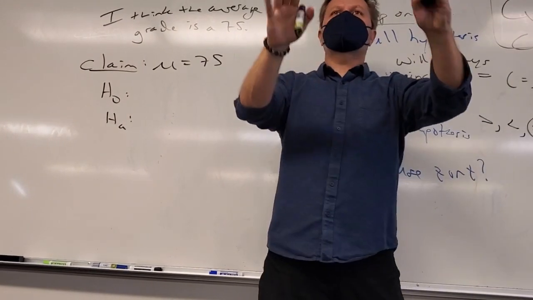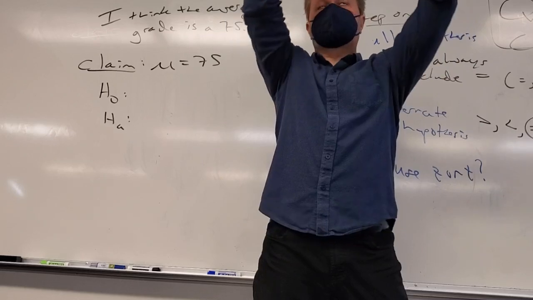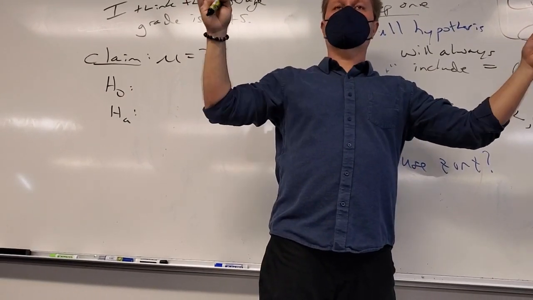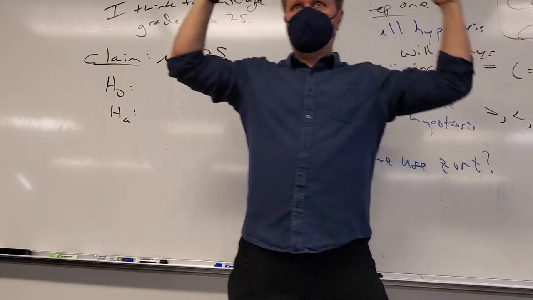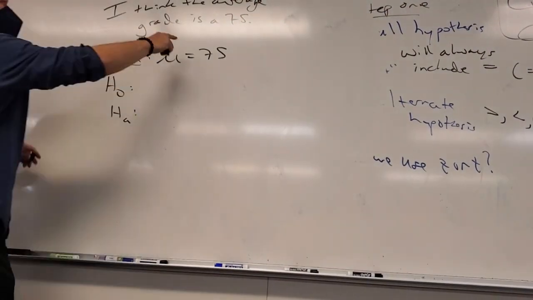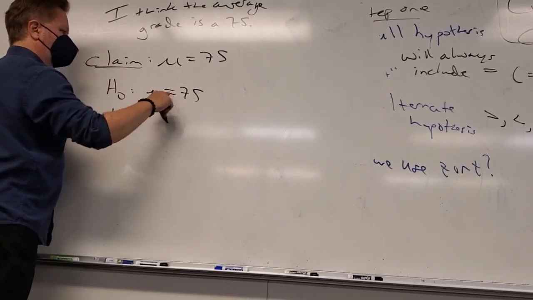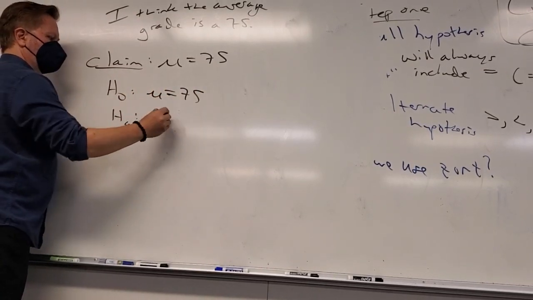So this is the beauty. I want you to understand. You can write the claim. The claim should be really easy to get. And then you just step back. Does it have an equal sign or does it not? This one explicitly has an equal sign, right? So it's got to go here. What's the opposite of this? Does not.